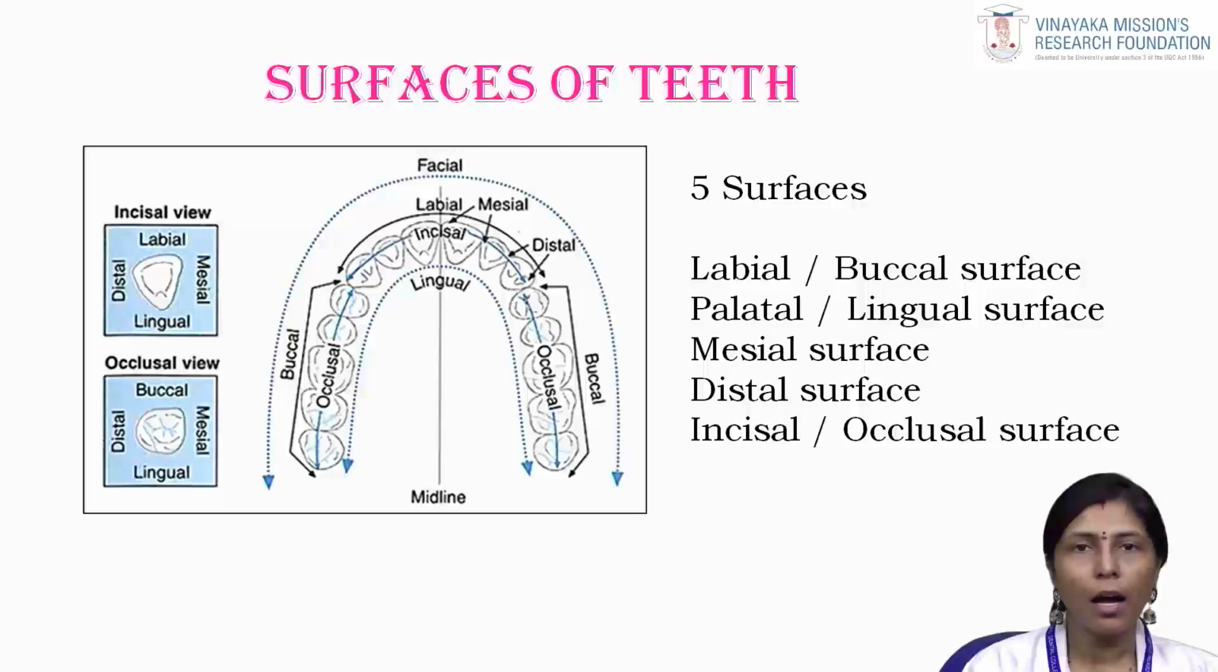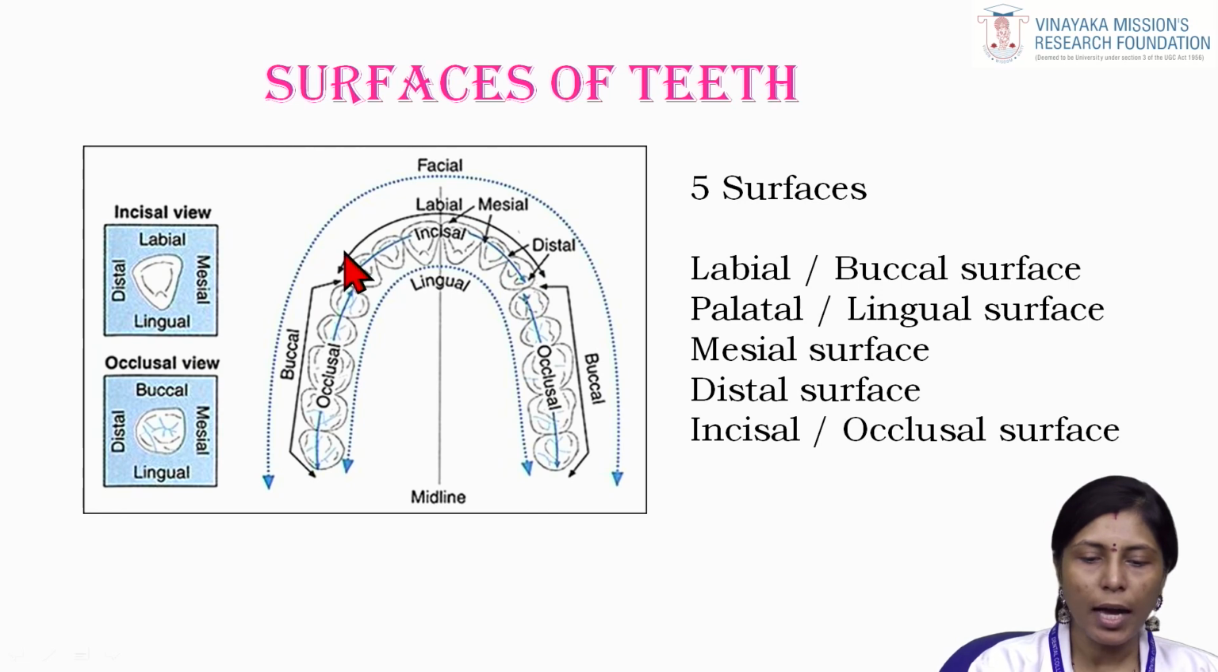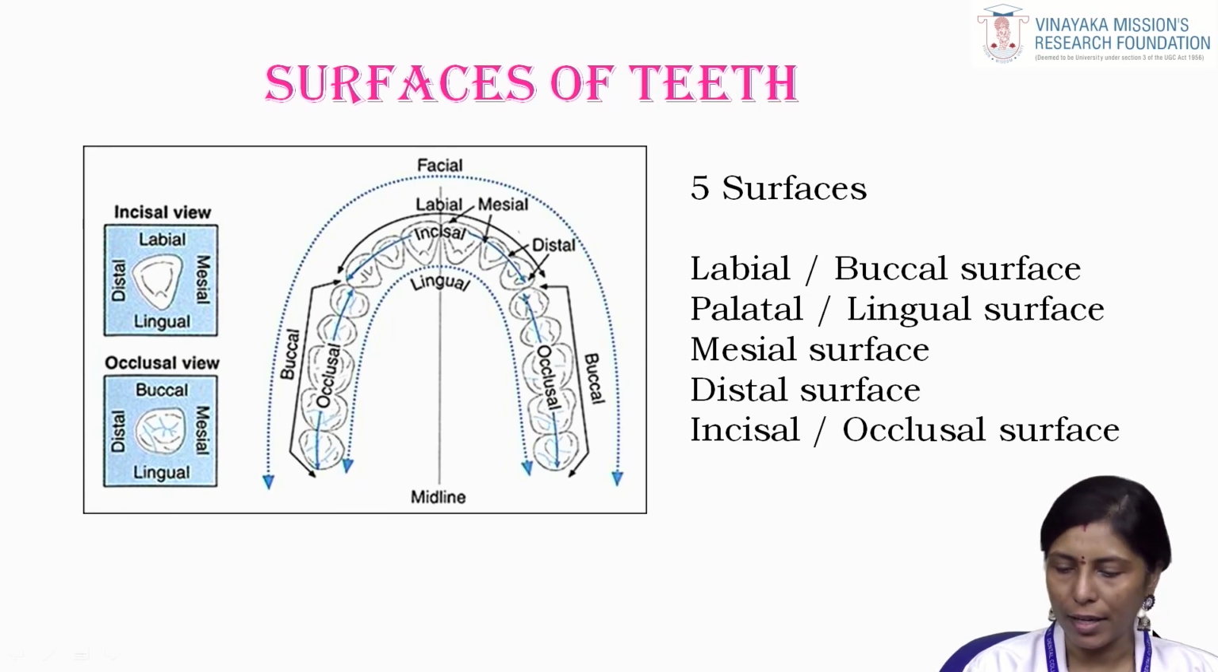To be concise, each tooth will have 5 surfaces: labial or buccal surface. If it is an anterior tooth, it is the labial surface. For posterior teeth, it is going to be the buccal surface. So labial or buccal surface. Next is the palatal surface, if it is in the maxilla, and the lingual surface when it is in the mandible. Then the mesial surface and distal surface, and then the incisal or occlusal surface. So each tooth will have 5 surfaces.